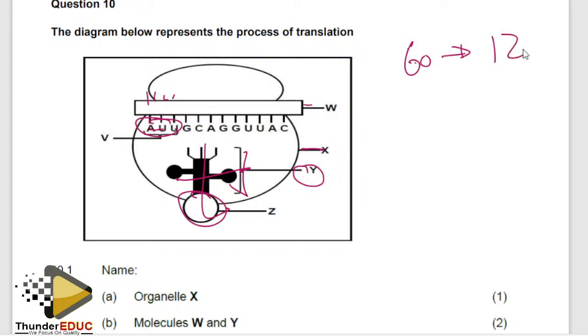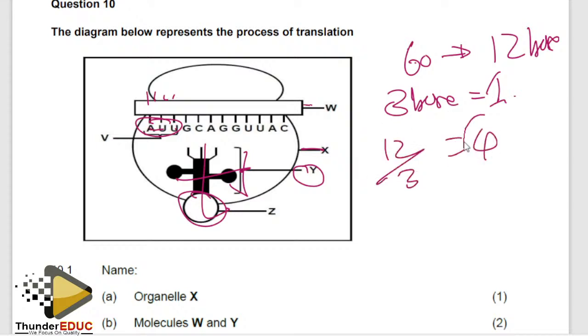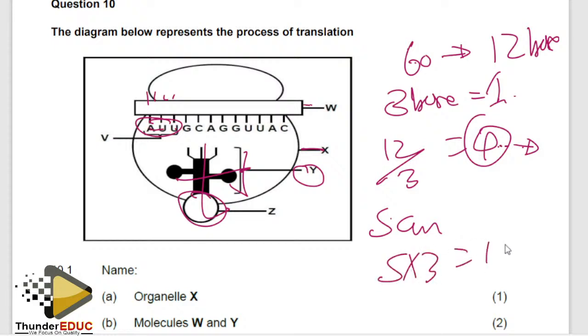in 12 bases. So remember, 3 bases is equal to 1 codon. So 12 divided by 3 makes 4 codons. How many amino acids in the 4 codons? It's going to be 4, because each codon codes for 1 amino acid. How many bases code for 5 amino acids? Remember, each amino acid is coded by 3 bases. So 5 times 3 gives me 15. So you have to know how to interpret that.